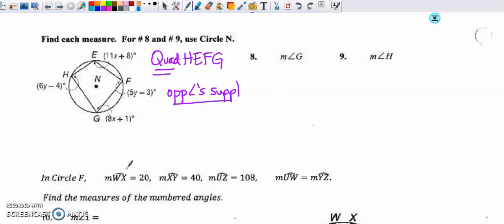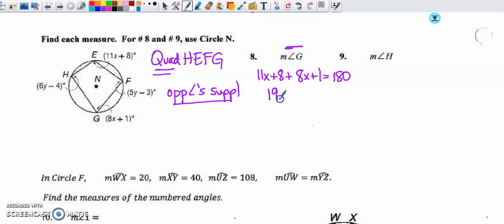Sorry for the glitch. This is a quadrilateral. We know that opposite angles are supplementary. So to find the value of x, which would help us know g, we want to set 11x plus 8 plus 8x plus 1 and set that equal to 180. So we want to solve this algebra problem here.